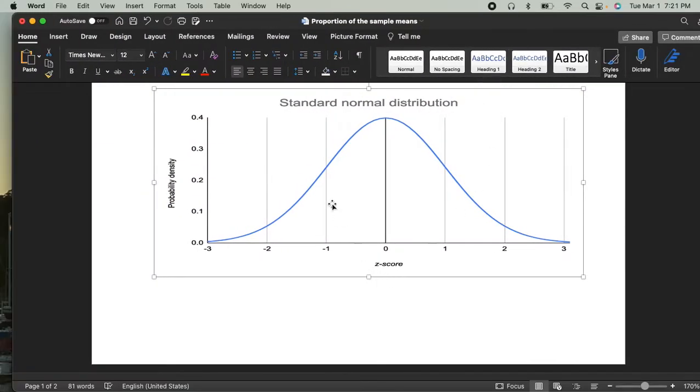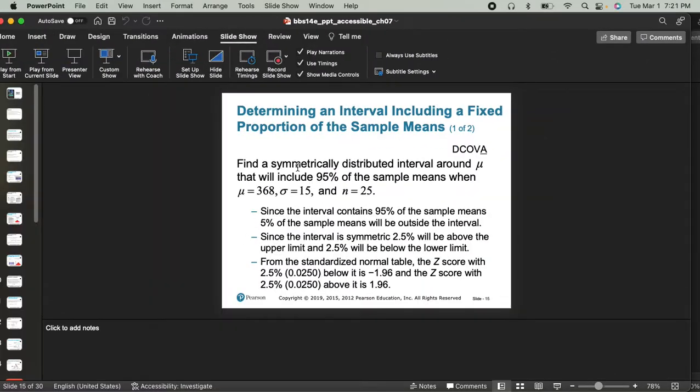Okay, so here we have our standard normal distribution. What we're trying to do is find 95% of the values. Here's our problem: we are trying to find 95% of the values. The mean is 368, the standard deviation is 15, and our sample size is 25.